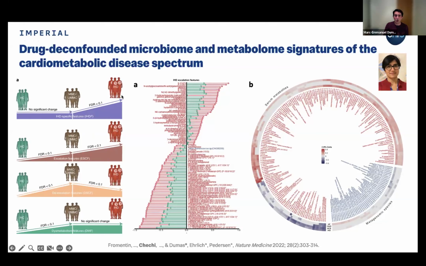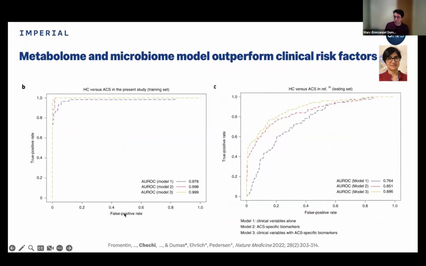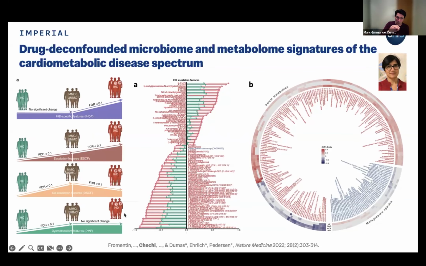So there are markers only associated with cardiovascular disease, with IHD, but not associated with metabolic disease. Vice versa, there are markers of metabolic disease that don't show any further change when you go on to develop cardiovascular disease. Some markers are escalating, so you can see the accumulating burden of those markers. And quite interestingly, some markers seem to go up in metabolic disease and go back down in cardiovascular disease. And for that, there's a lot of possibilities.